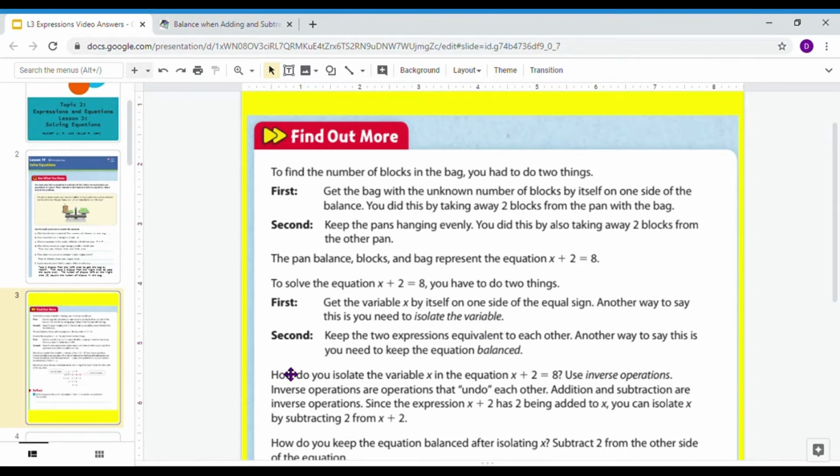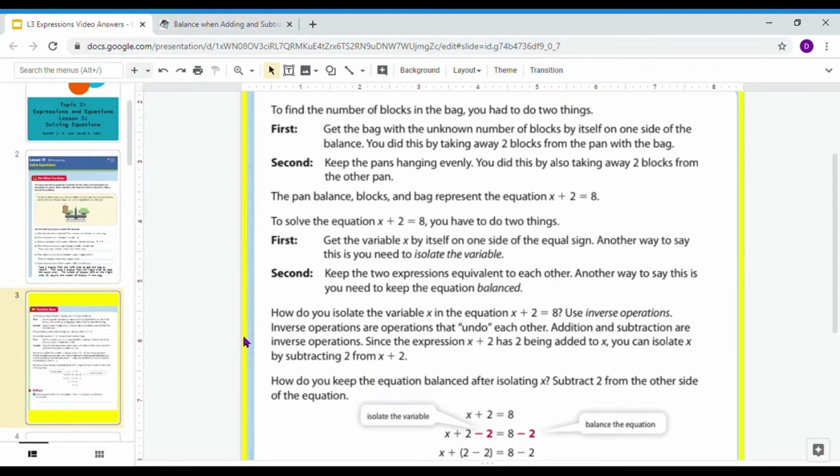The second step you have to do is to keep the 2 expressions equivalent to each other. You've got to keep it balanced, and you're going to hear that verbiage a lot too. Whenever they're saying keep the equation balanced, it means whatever you do to one side of your equal sign, you must do to the other side to keep your balance.